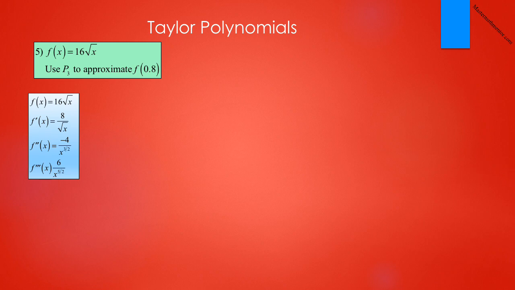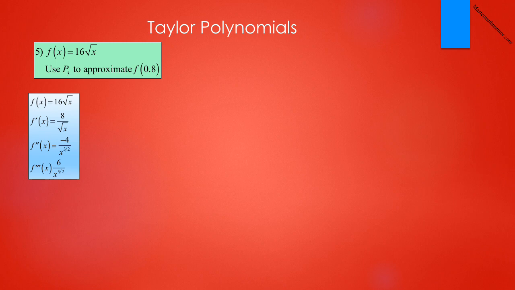Notice that we did not specify where to center our Taylor polynomial. More about that in a second. No matter where we center it, we still have to take derivatives. So we know that f of x is equal to 16 square root of x. f prime of x is equal to 8 over the square root of x. f double prime of x is equal to negative 4 over x to the 3/2 power. And f triple prime of x is equal to 6 over x to the 5/2 power.